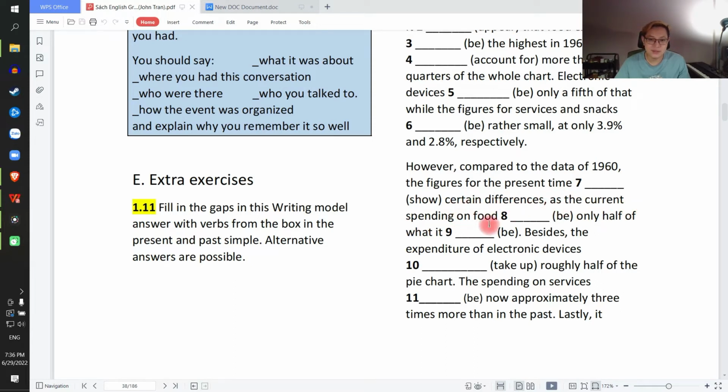As the current spending on food is just one thing, singular. So "is" only half of what it was. Bởi vì cái sự chi tiêu hiện tại cho đồ ăn, cho thức ăn, lương thực thì "is" chỉ có một nửa của cái nó đã từng thôi. Is only half of what it was.